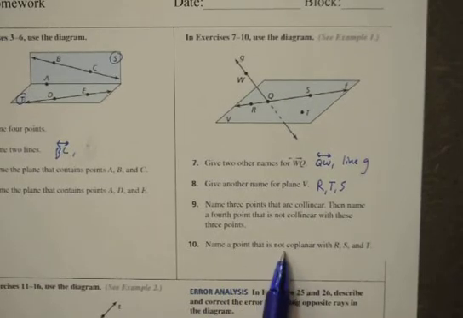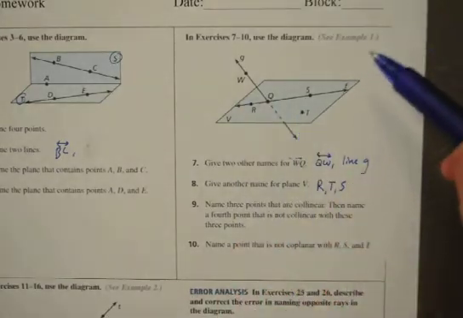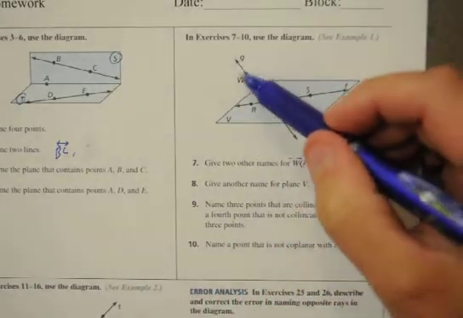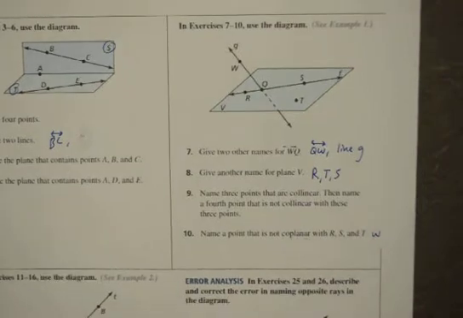Name a point that is not coplanar, or non-coplanar, with R, S, and T. So any point that's not on plane V, like W. Like I said, I don't want to do all the problems for you. I need you to think through some of these.